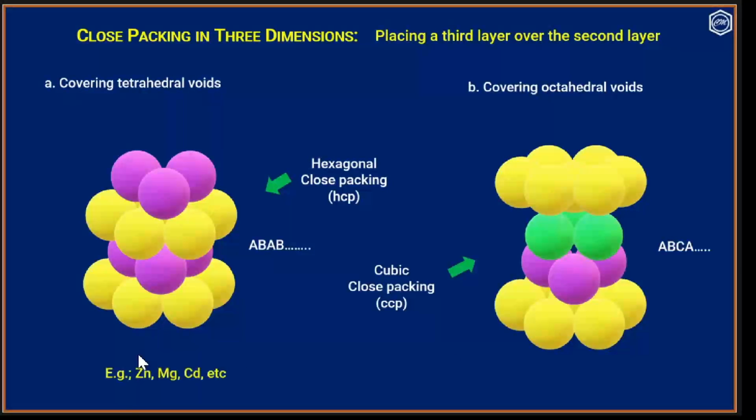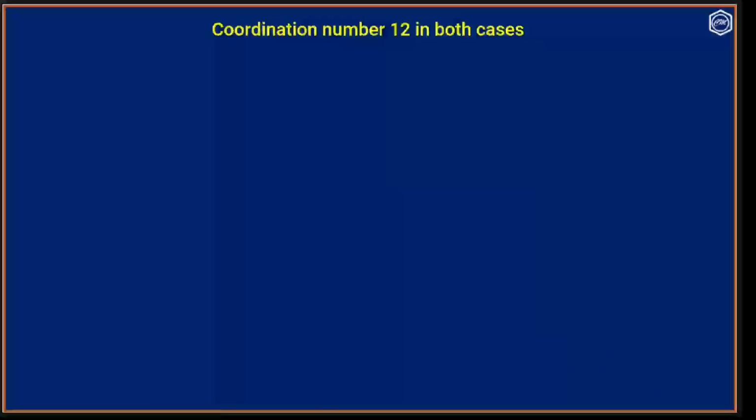Examples of hexagonal close packing are zinc, magnesium, cadmium, etc. forms HCP, while copper, silver, gold, etc. forms CCP. It can be shown that the coordination number in both these types of close packing is 12.